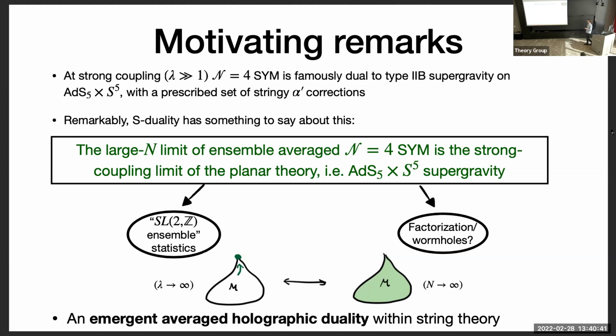So we have this abstract cartoon down here. M is the moduli space. It's this teardrop region. Up here at this point is the cusp. So we have these two equivalent representations of supergravity, both as a strong coupling limit and as a large N limit of the average, which I've denoted by this shading. So the slogan is that this leads to an emergent averaged holographic duality within string theory.